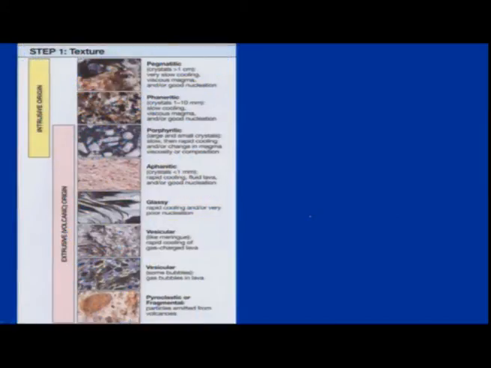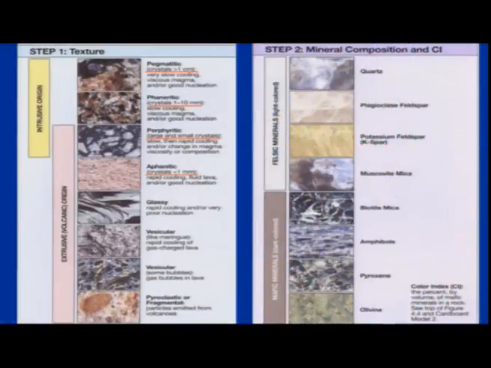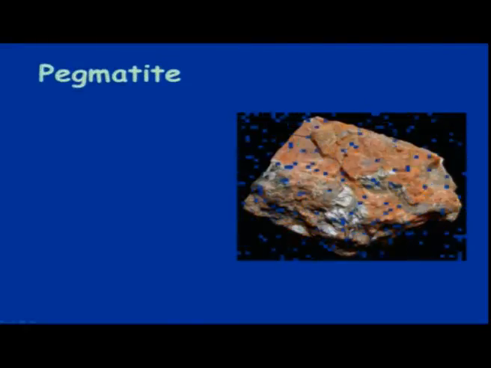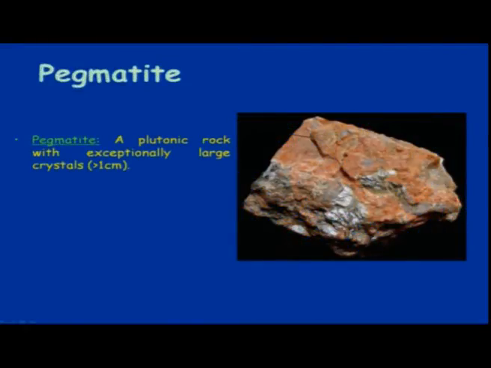Now coming to texture again, let us look at examples of pegmatitic, phaneritic and porphyritic texture. Let us see this one. Again the pegmatites. We have very large crystals. These are plutonic rocks with crystals greater than 1 centimeter. It looks something like this. It forms at the late stage in the process of crystallization.